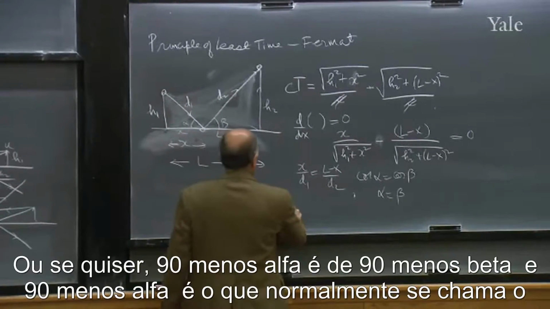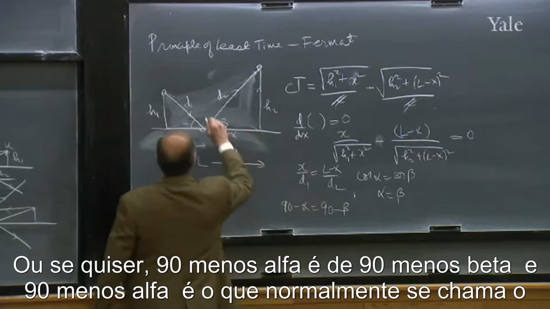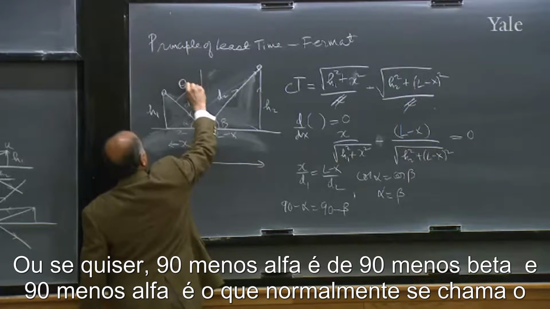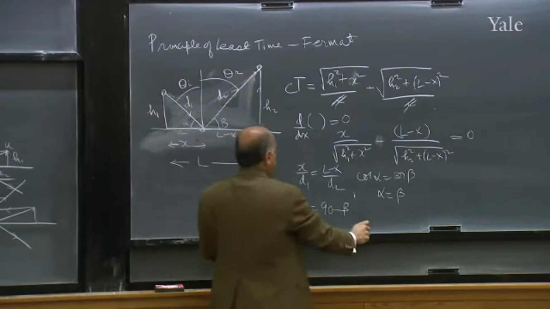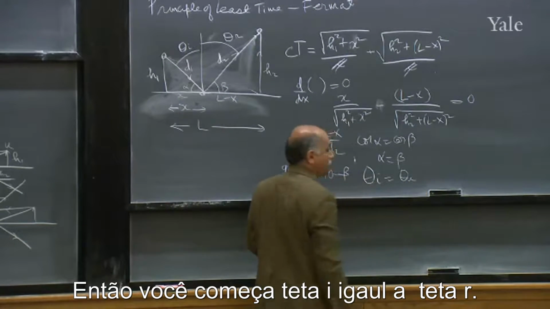Or if you like, 90 minus alpha is 90 minus beta, and 90 minus alpha is what one normally calls the angle of incidence, and this is called the angle of reflection. So you get theta I equal to theta R.